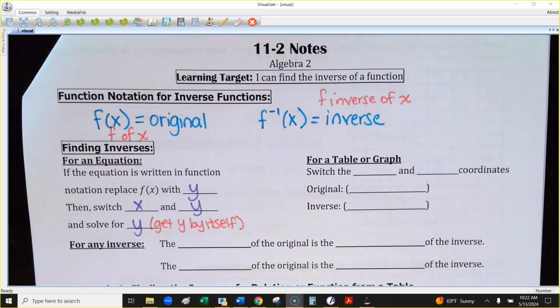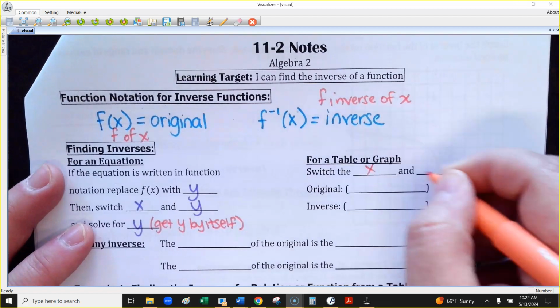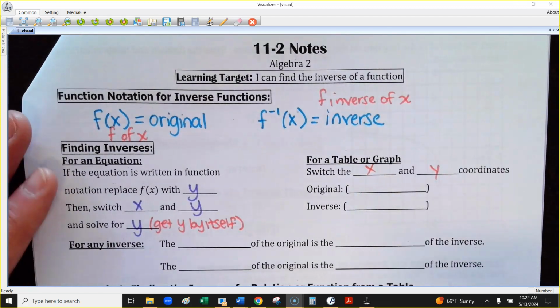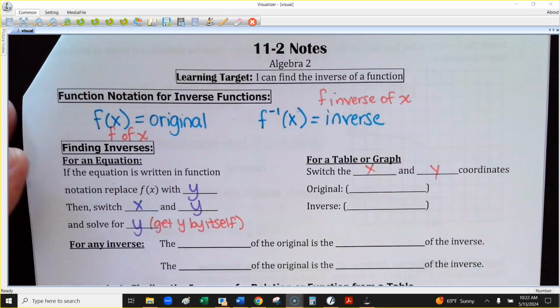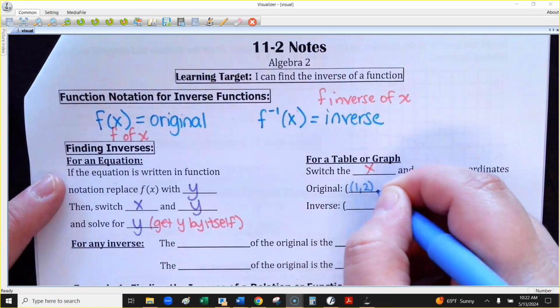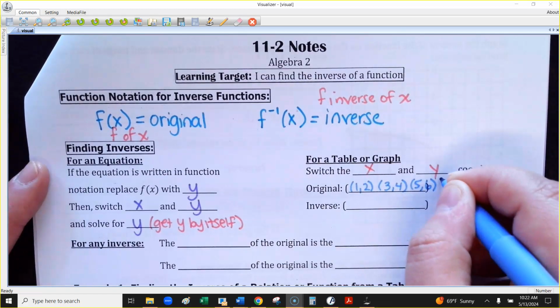All right, now if you have a table or a graph, it's kind of the same concept, but what we're going to do is just switch the x and y coordinates from the table. So the original, let me make something up. Let's say I had the points 1, 2, 3, 4, and I'm just making something up, 5, 6. So let's say those were my original points, right?